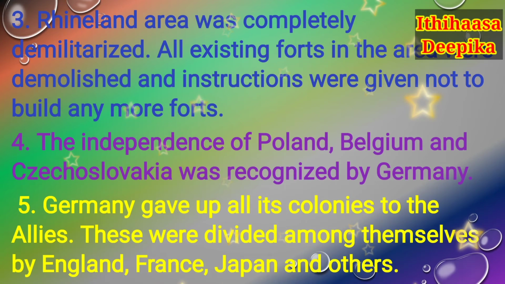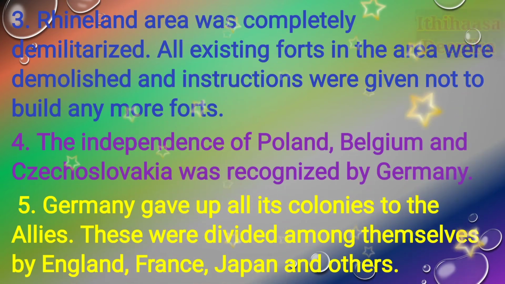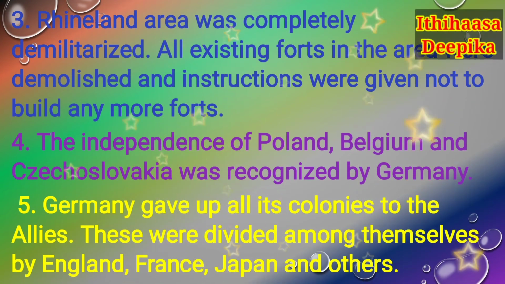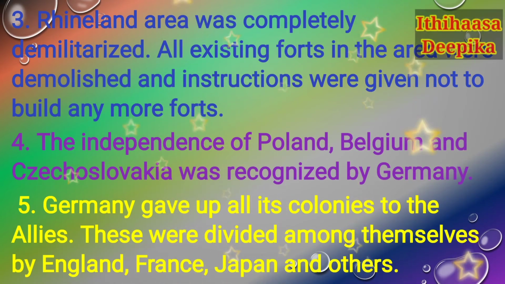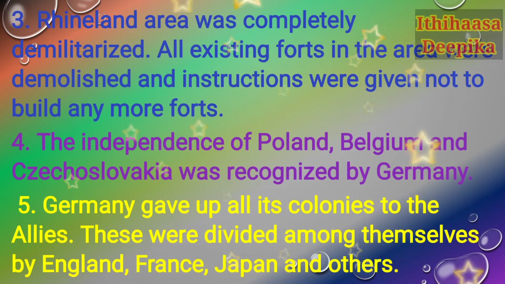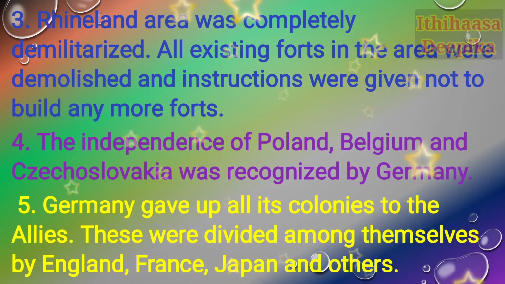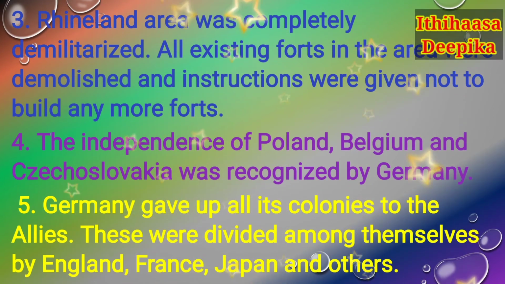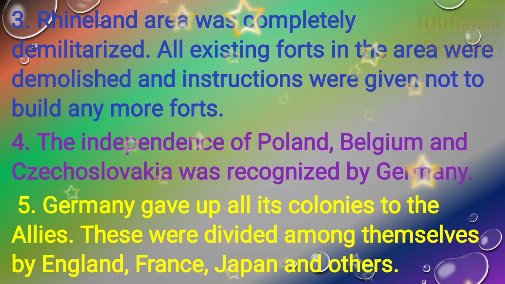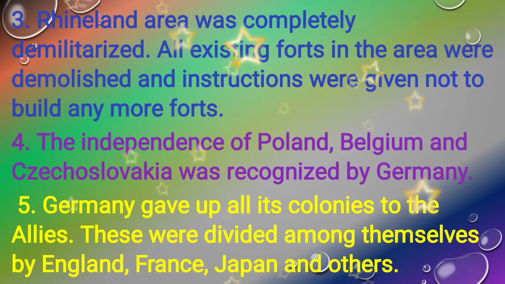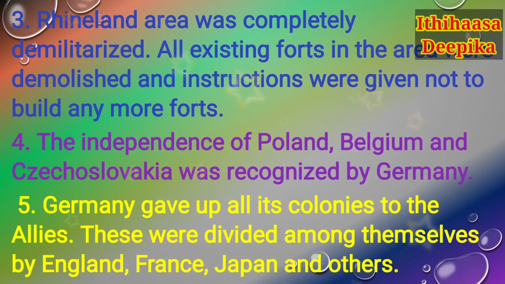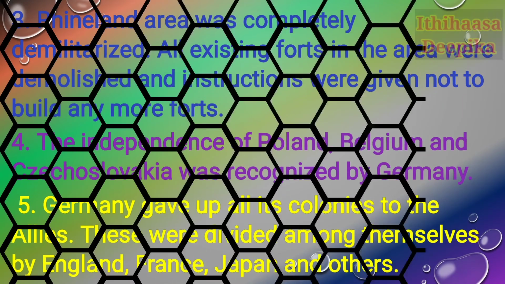Fourth one, the independence of Poland, Belgium, and Czechoslovakia was recognized by Germany. Fifth, Germany gave up all its colonies to the Allies. These were divided among themselves by England, France, Japan, and others.